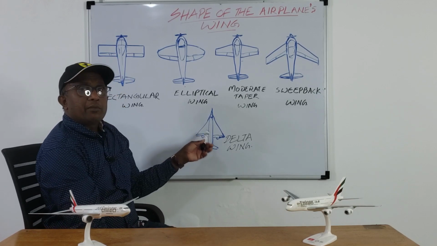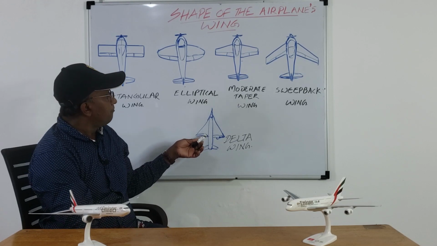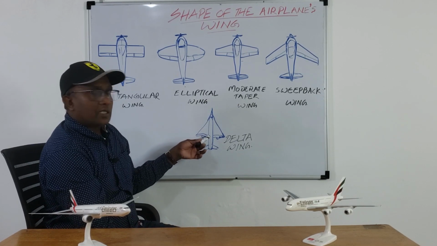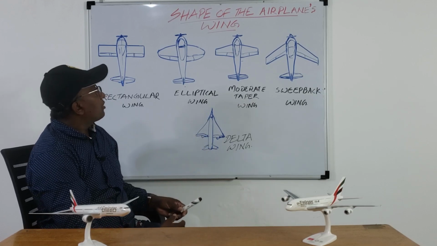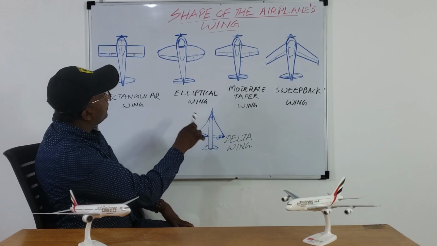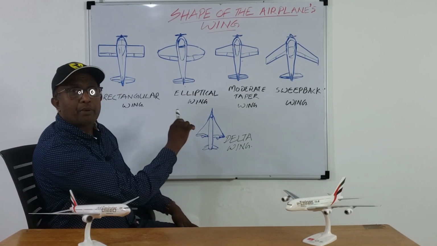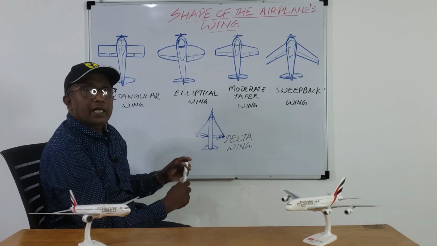This shape of the wing is called delta wing. Delta wing is used for supersonic aircrafts, especially for fighter aircrafts. Okay, now we have talked about 5 types of shapes of the airplane wings.